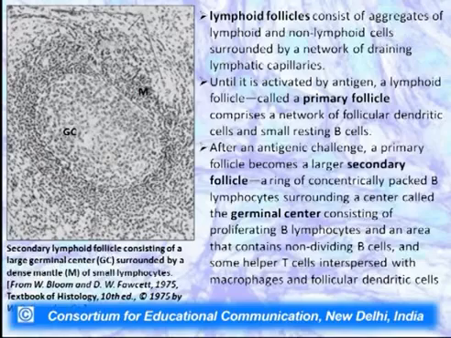Now, what happens after an antigenic challenge? A primary follicle changes into a larger secondary follicle. And what is a secondary follicle? It is a ring of concentrically packed B lymphocytes surrounding a center which is called a germinal center. The germinal center actually consists of proliferating B lymphocytes and an area that contains non-dividing B cells and some helper T cells along with macrophages and FDCs.